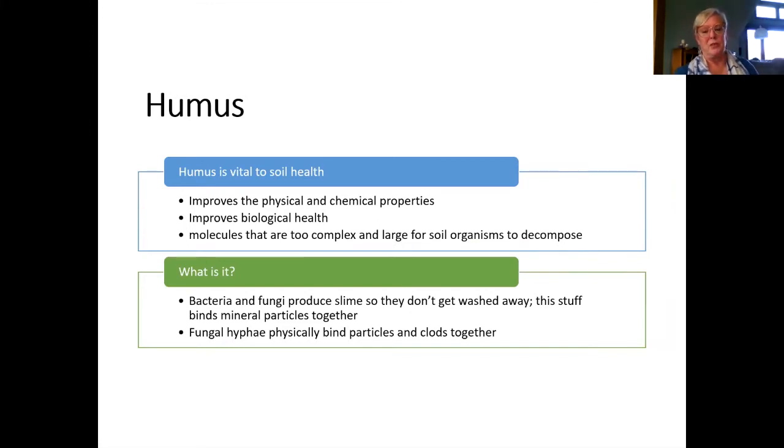Humus is very important to soil health as well. And what that is, is things that have gotten broken down to a point and transformed, but those molecules are too complex and too large for soil organisms to decompose any further. And so they become a stable element in the soil. It improves the biology and the health and all the properties of the soil, but it just stays there, and it's not really available to bacteria and other soil organisms as a food source.